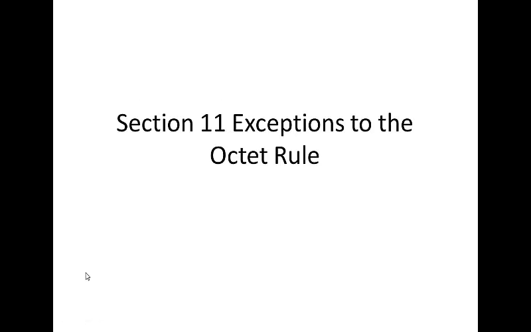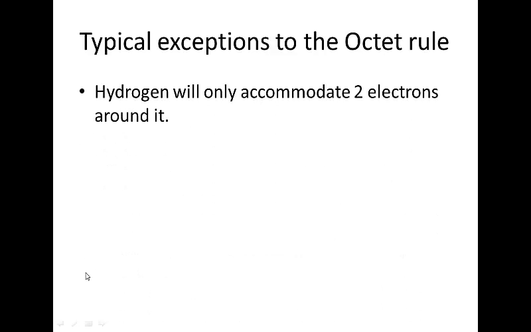So first, section 11, exceptions to the octet rule, octet meaning 8. I actually touched on these in the last video. Some typical exceptions to the octet rule: hydrogen, of course, is a terminal atom. Hydrogen is really never a central atom. Hydrogen will only accommodate 2 electrons around it. It's the only terminal atom that has an exception to the octet rule. Every other terminal atom will achieve an octet.